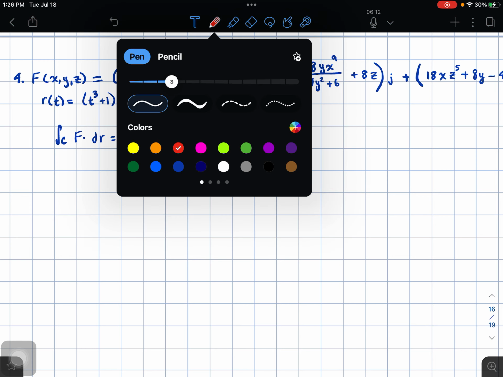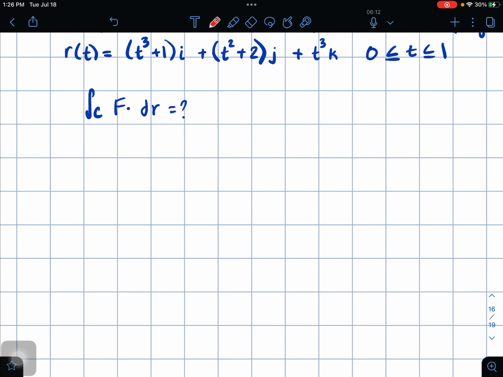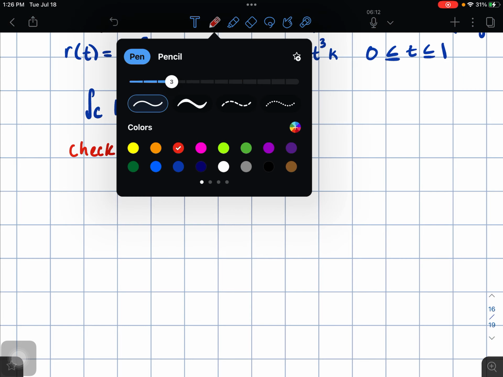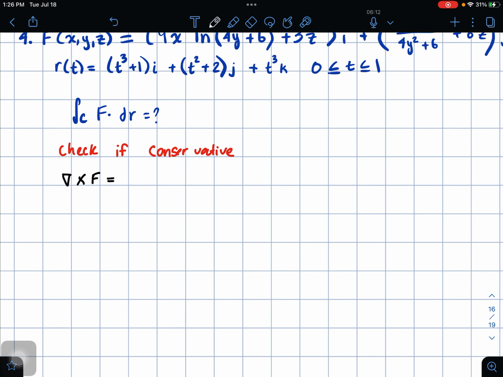Okay, basically, they say to compute this, but the first thing that we have to do is check if this field is conservative. Field force. Okay, so basically, check. And how do we check if this is conservative? The way you check is you have to check if the curl is 0. And the curl is defined by the gradient crossed with the function, and we have to check if this equals 0.